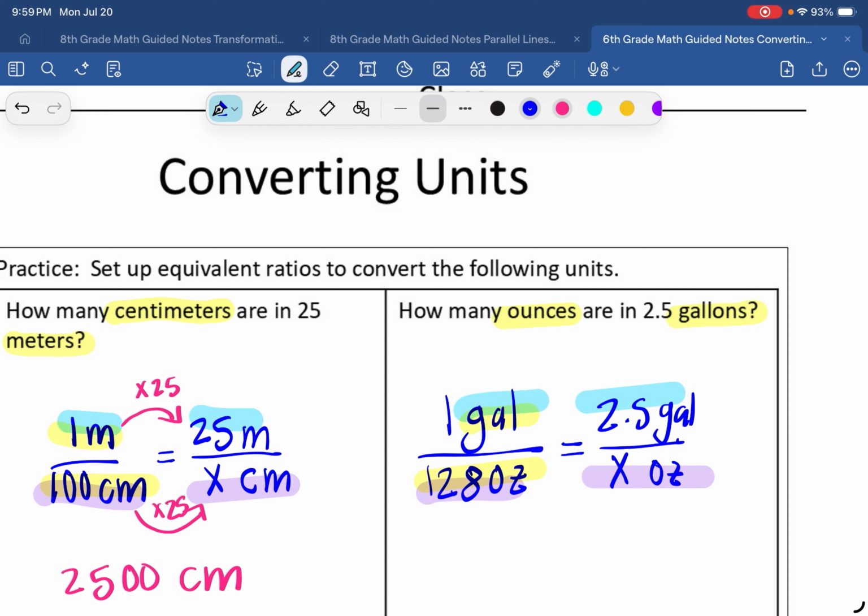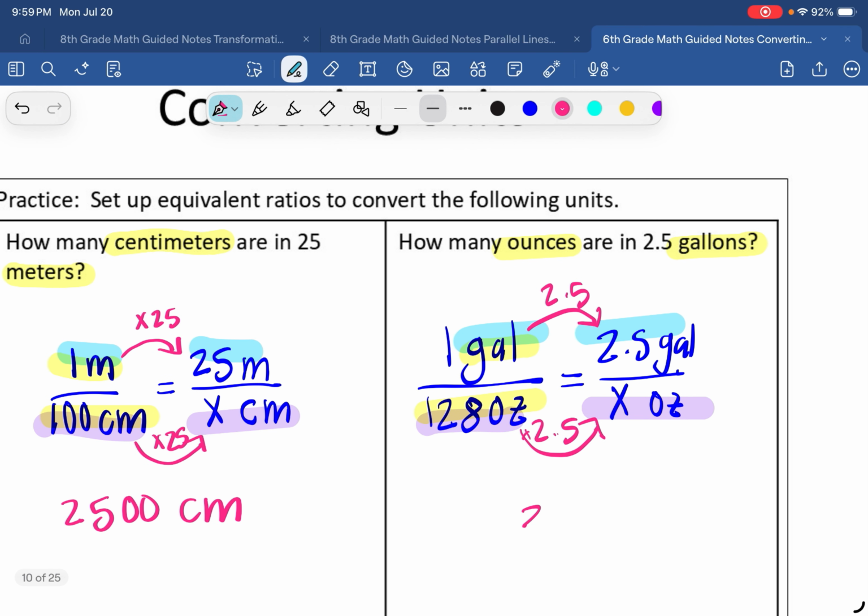And then the multiplicative relationship, 1 times 2.5 will give me 2.5. So 128 times 2.5 gives me 320 ounces. So there are 320 ounces in 2.5 gallons.